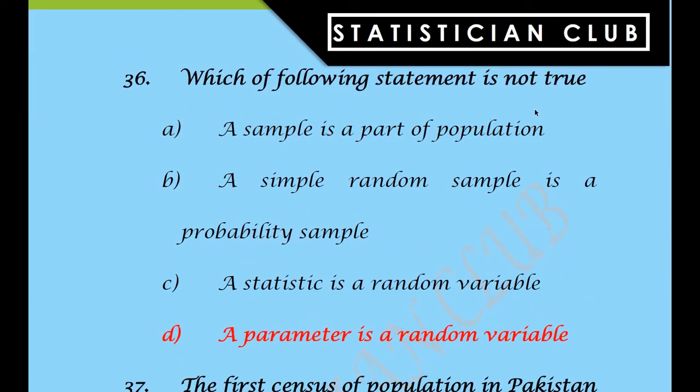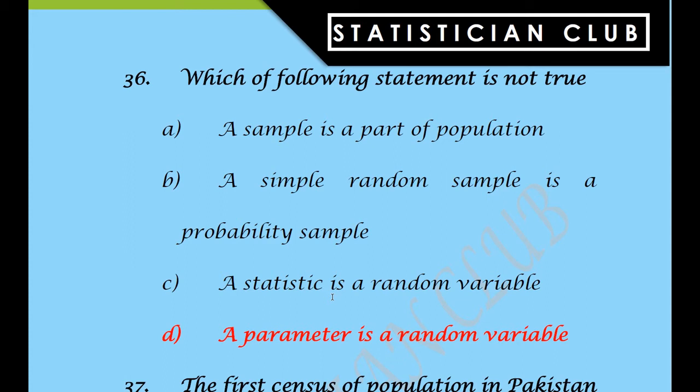Which of the following statements is not true? A sample is a part of population. This is the right statement. A simple random sample is a probability sample. This is also a correct statement, because simple random sample is a branch of probability sampling. A statistic is a random variable. This is also true, because from one population we draw different samples, so each sample has a different statistic.